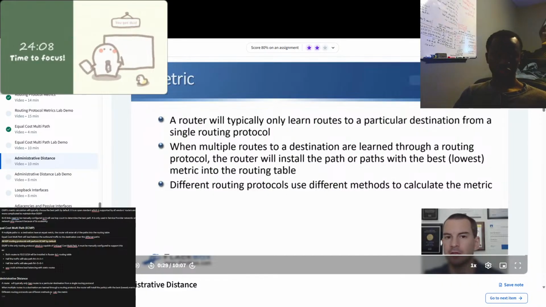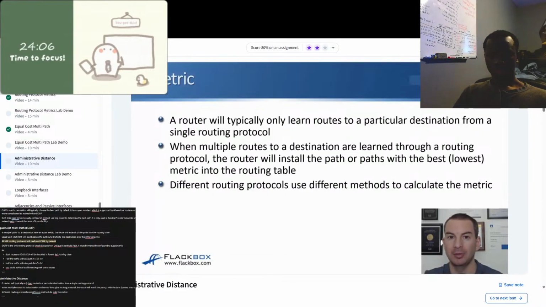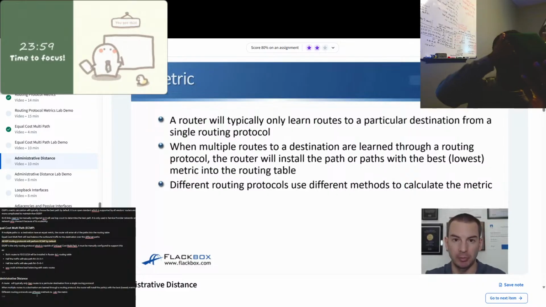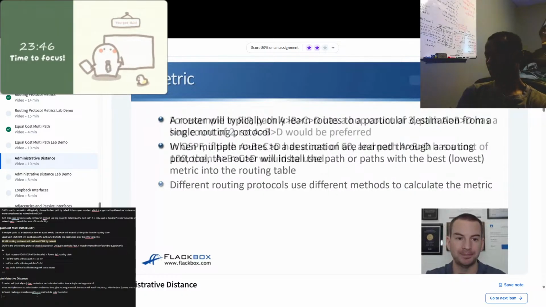routing protocol. It's not normal for an organization to be running multiple different routing protocols. When multiple routes to a destination are learned through a routing protocol, the router will install the path or paths with the best, meaning the lowest, metric into the routing table. And different routing protocols use different methods to calculate that metric.